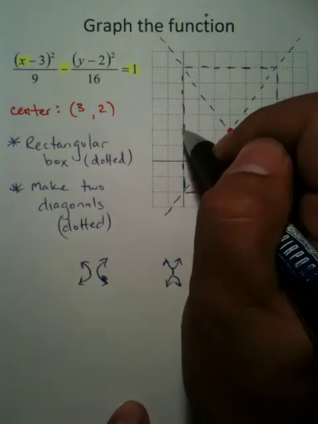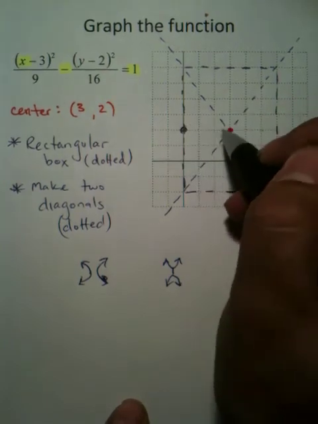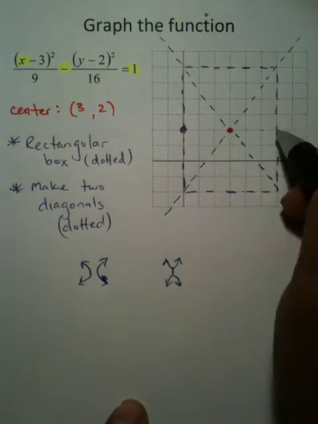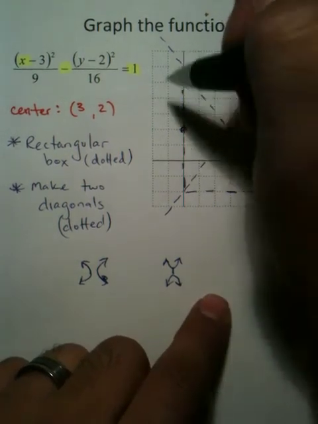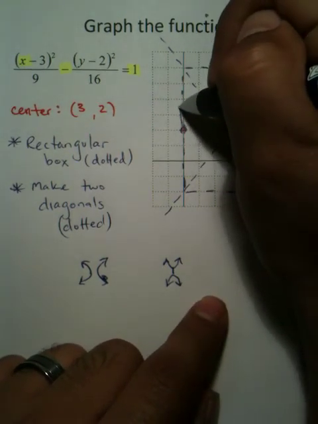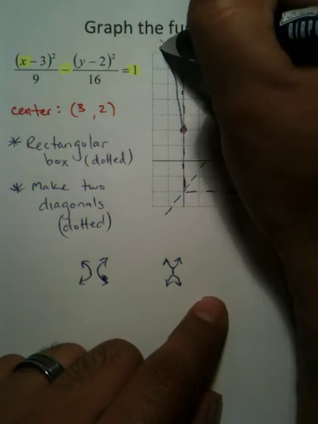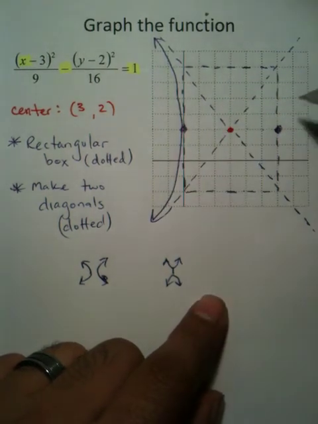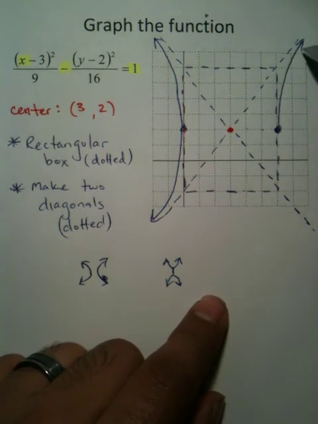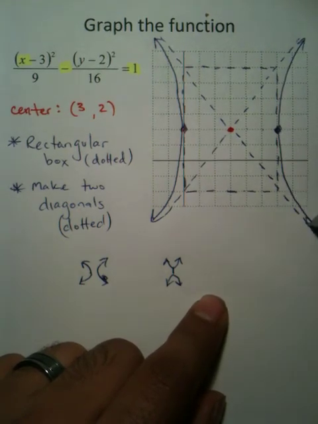We're going to put this all the way to the edge of the box. Notice I started at the center, went to the edge of the box, center, went to the edge of the box. And then based on the definition of asymptotes, I say, let's get really close to this dotted line, but never touch it. Same thing over here. Get close to it, never touch it.